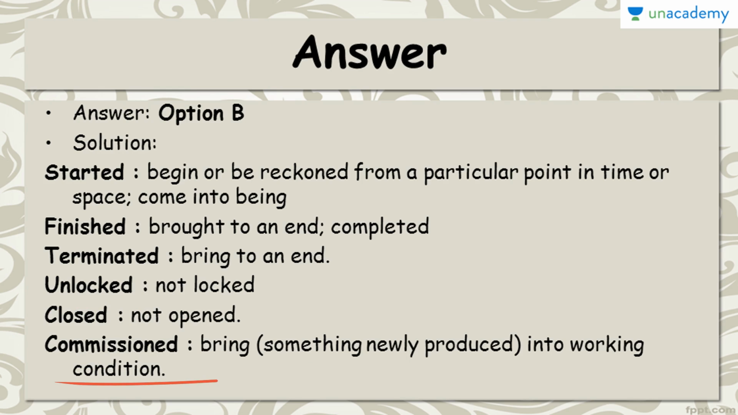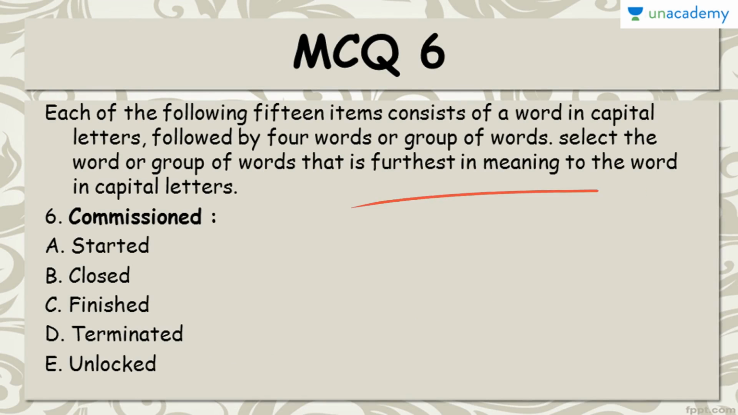Fine. So if you have commissioned something, we have commissioned a new office, or we have closed it. We have closed the office. So therefore, closed and commission are antonyms to each other. They are both opposite or furthest in meaning to one another.